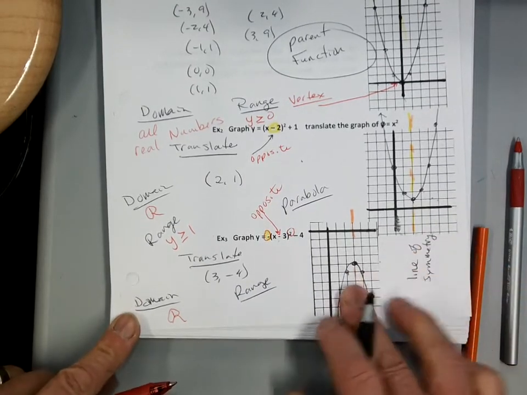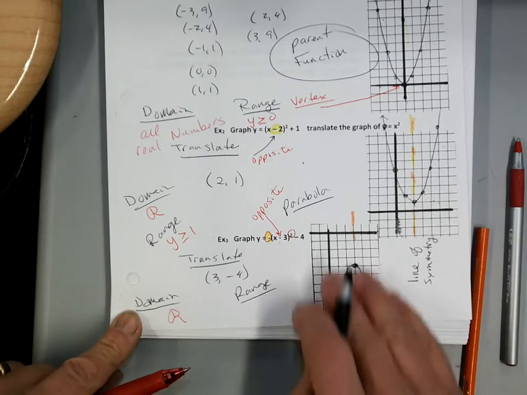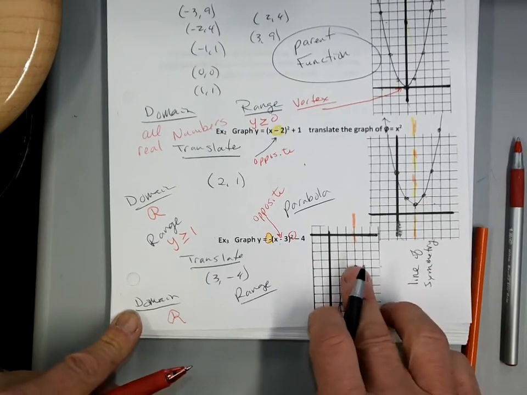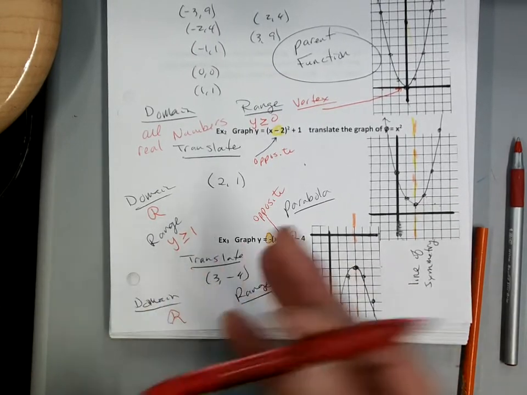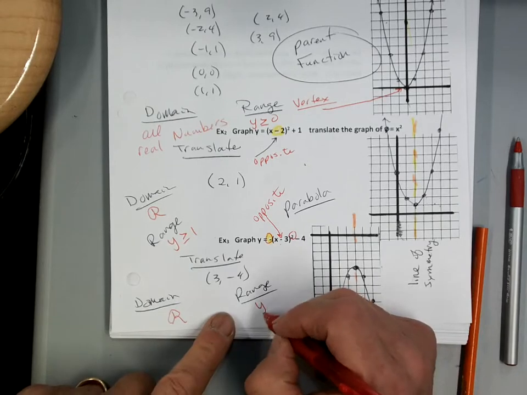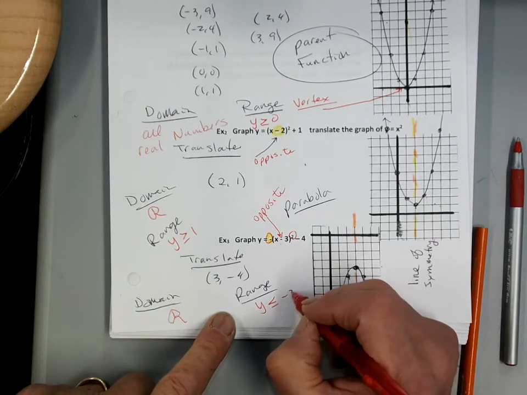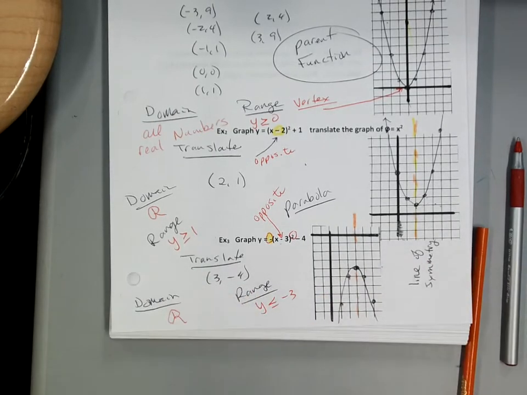The range on this graph, it goes down, right? It goes down. The y values go down. So it goes down from -3. So we're going to say y is less than or equal to -3 because it goes down. Okay, show me thumbs up. Does that make sense? Okay? Does that make sense, everybody? Okay, good. Let's flip the page. Okay.